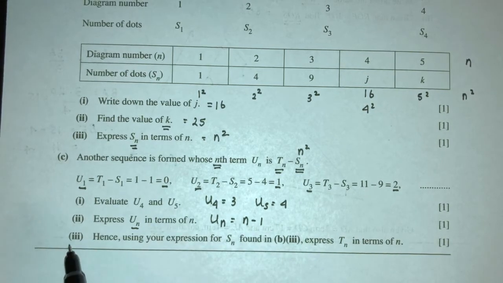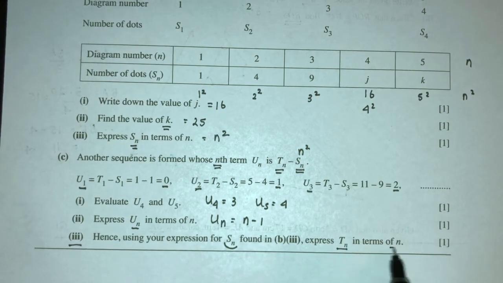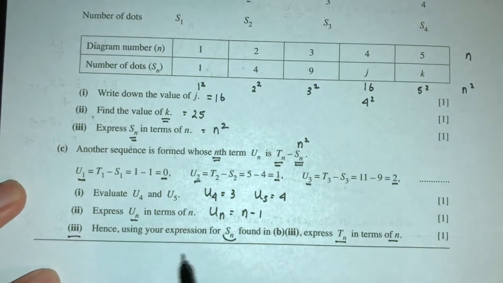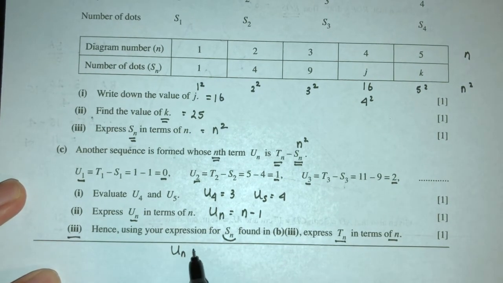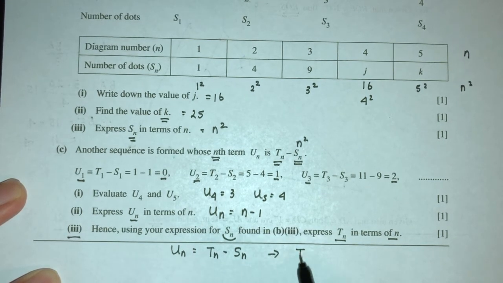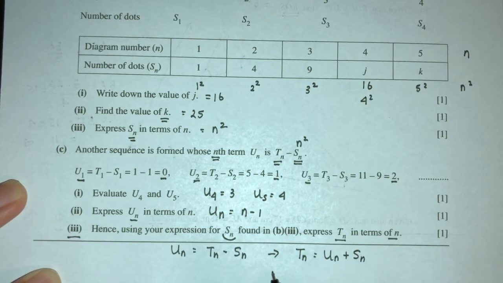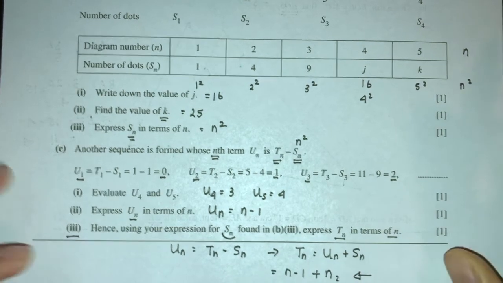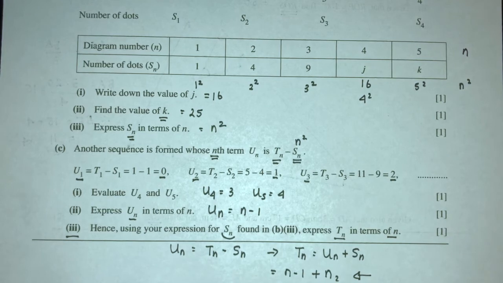Now for part 3, using my expression for Sn, express Tn in terms of n. So pretty easy. We know that Un is equal to Tn minus Sn. So to make Tn the subject, that will be Un plus Sn. So Un is n minus 1, Sn is n squared. That will be your answer for part 3 of question C. And that will be question number 6.